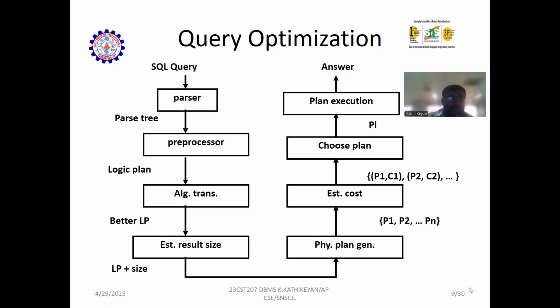So this is the optimization process, the query optimization process. First, I enter the query into the process. After that, the parse tree is converted. After that, you can pre-process and convert it to a logical plan. After that, you apply algorithms to the transformation. After that, the logical plan estimates the results and finds the size. After that, the physical plan is generated, the cost is estimated, the plan is chosen, and the plan is executed to give the answer.